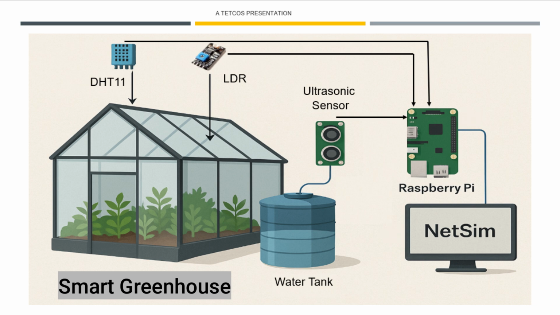This allows us to test how the greenhouse IoT network would perform under different conditions, such as delays, congestion, or packet loss, before deploying it in the field.